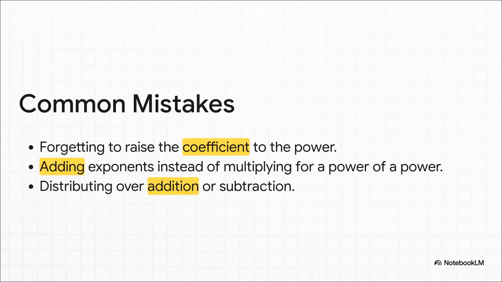So, let's just quickly recap the big mistakes you want to avoid. First, don't forget to raise the coefficient, the number out front, to the power. Second, when you have a power raised to another power, you multiply the exponents. You don't add them. And finally, the biggest one of all, you never, ever distribute an exponent over addition or subtraction.